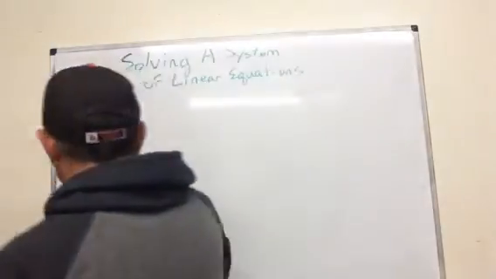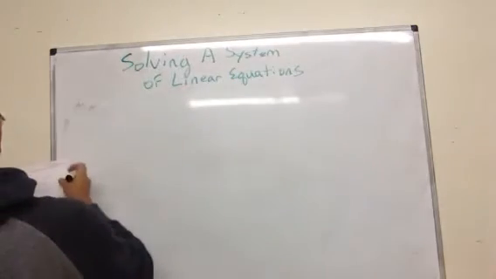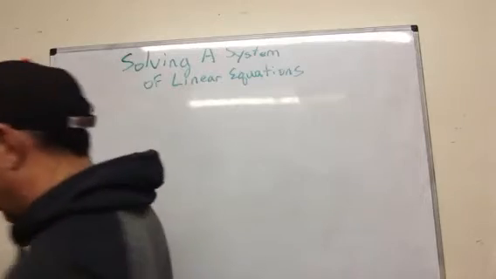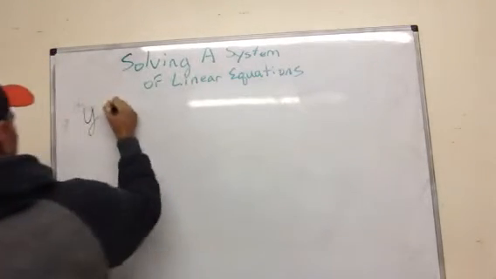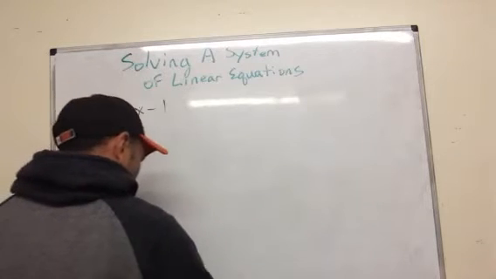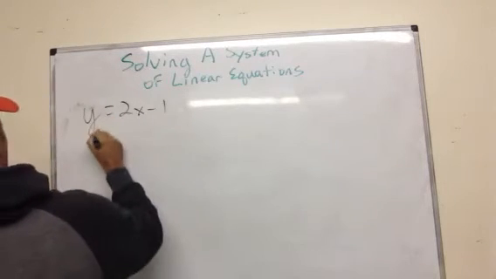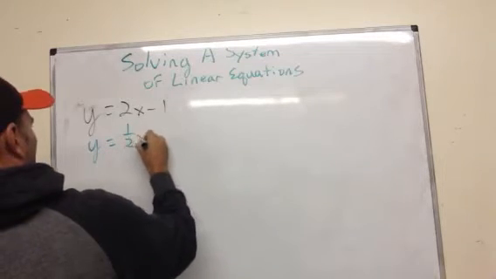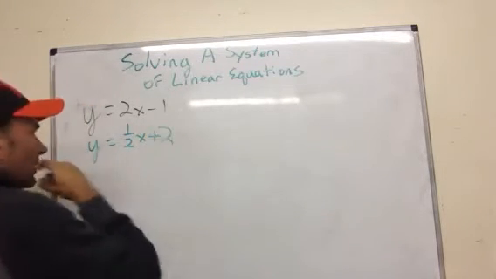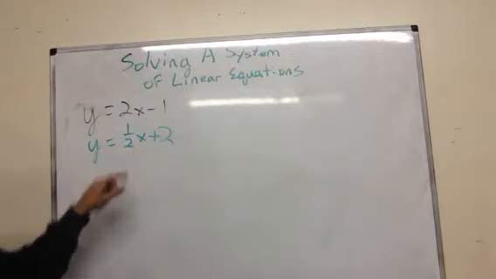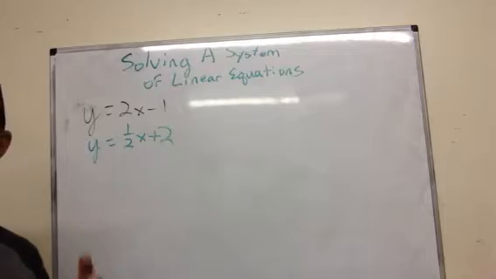So how this works is we're given two lines, and this is our problem number 1. y equals 2x minus 1, and y equals 1/2 x plus 2. Now looking at this, I have a slope of 2 and a slope of 1/2. This automatically tells me that I'm going to have one unique solution.